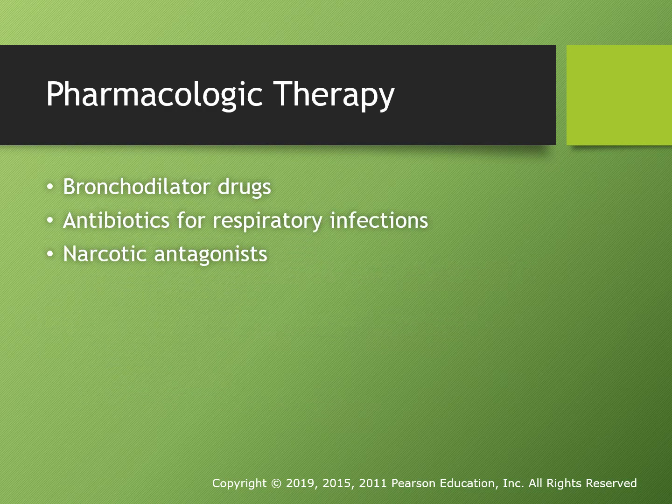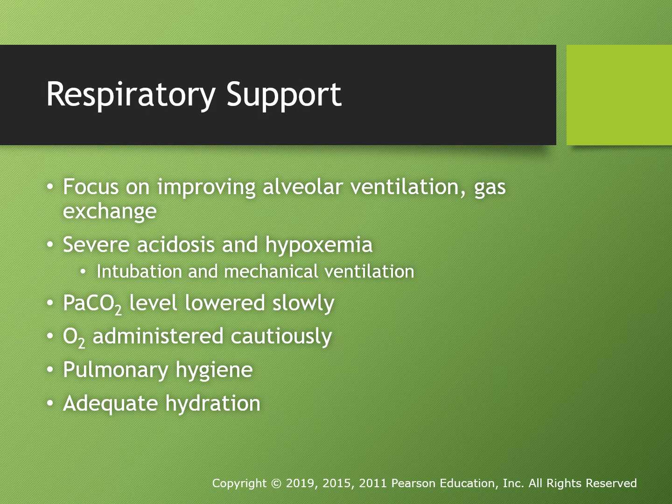Pharmacologic therapies, bronchodilators to open the airways, antibiotics to treat infections. If excess narcotics or anesthetics are the cause, then they use narcotic antagonists such as Narcan to reverse the effects. Respiratory support. Treatment of respiratory acidosis, either acute or chronic, focuses on improving alveolar ventilation and gas exchange. Of course, we got to breathe. We got to get out of that state of hypoventilation.